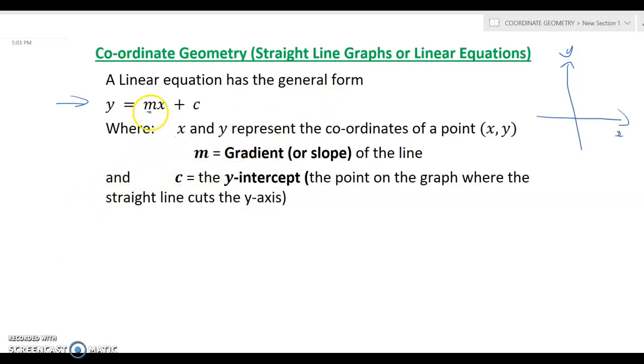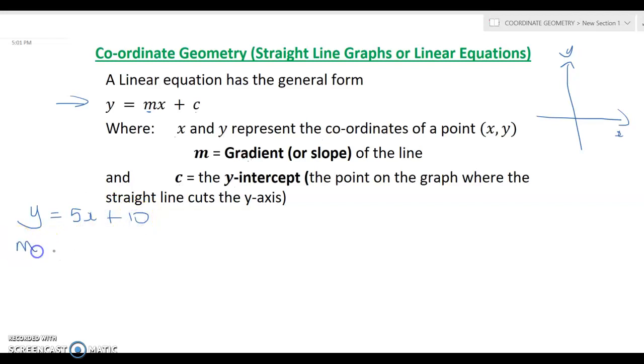Now, the m is the gradient or the slope of a line. It tells us how steep a line is. So the gradient is normally the number before the x. And the c is the number by itself. That's the y-intercept. That is the point on the graph where the straight line cuts or passes through the y-axis.